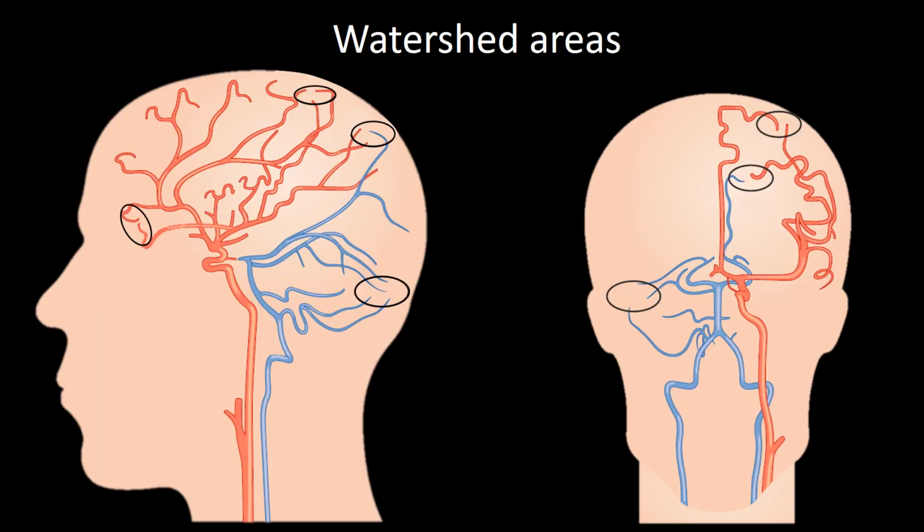In this figure, the anterior circulation is drawn in pink and the posterior circulation in blue. The areas inside the ovals indicate the watershed areas. The watershed area corresponds to the border zone between the anterior and middle cerebral arteries, most notably in the superior posterior frontal and superior anterior parietal regions. These regions are involved in motor activity and somatosensory perception.